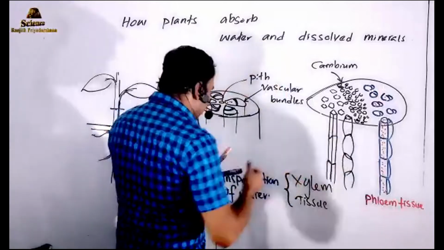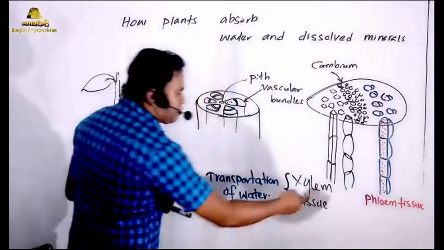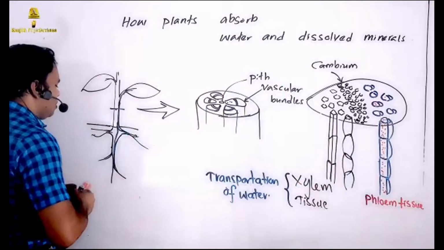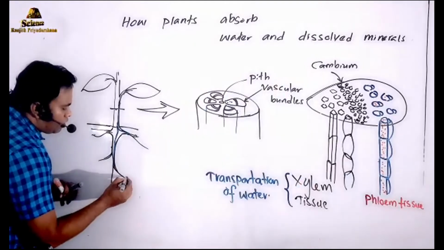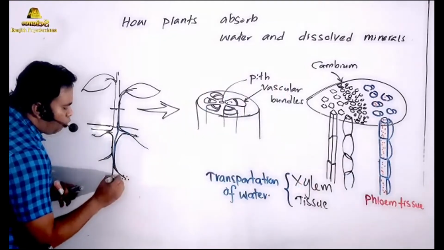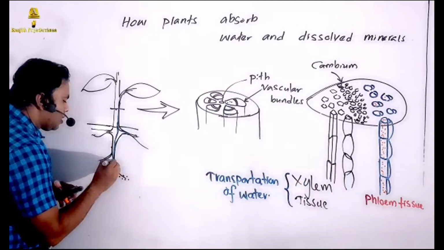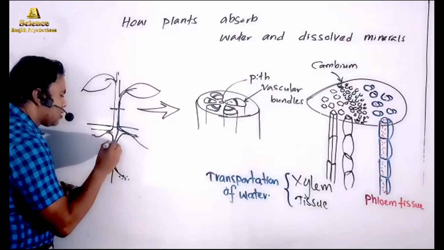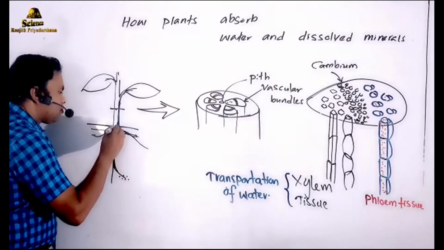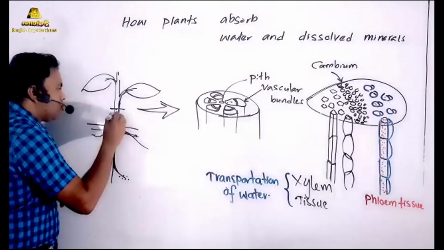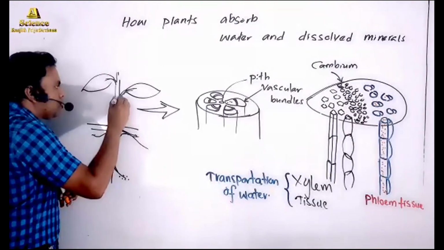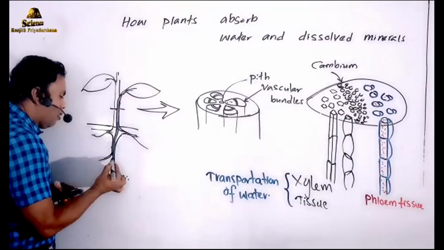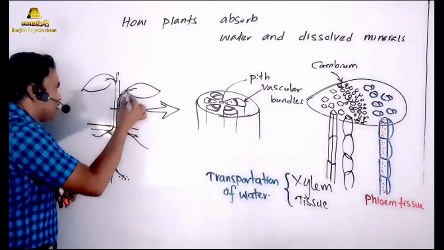And here this black color one, what's it? Xylem tissue. Yes, xylem tissue. When roots absorb water, it is conducted. It is transported through the xylem of stem. First xylem of the roots, next xylem of the stem.